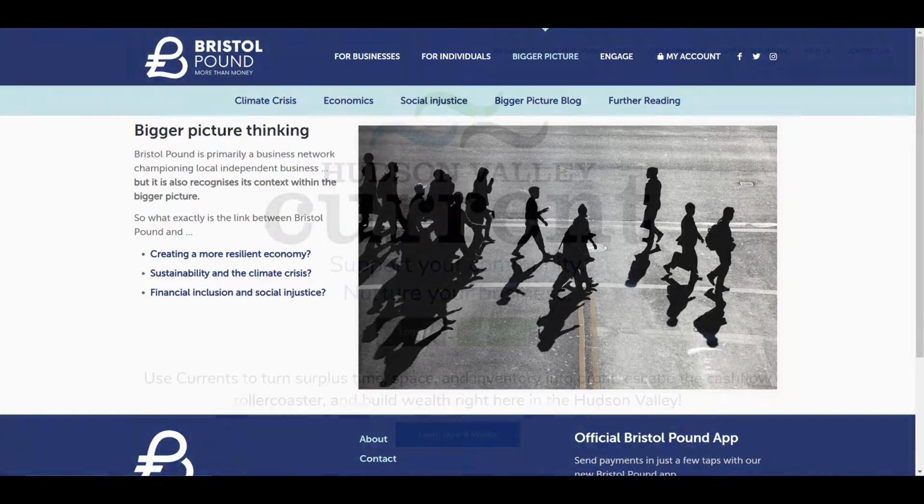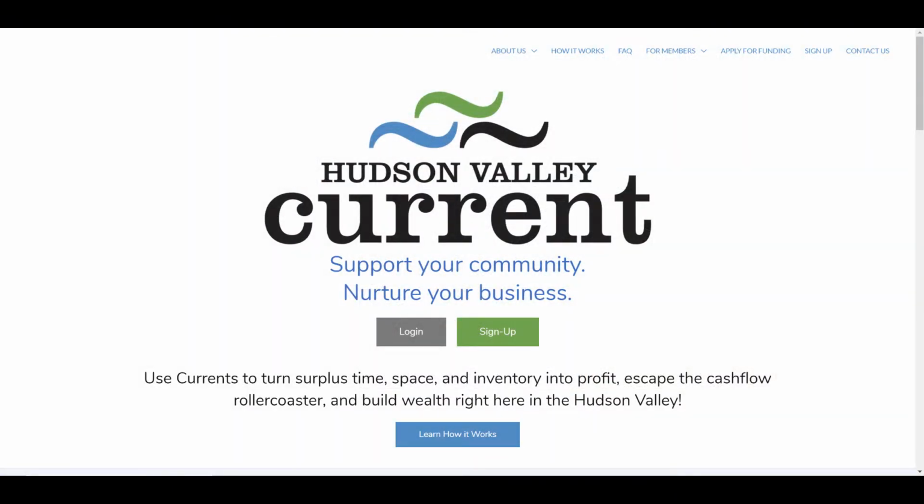So the second one is the Hudson Valley Current. Now, the Hudson Valley Current is being used in Kingston, New York. It is a currency that has some additional benefits over something like the Bristol Pound. It is based more around being able to trade additional things like your time, unused items or products, and appointments as a few examples. So this is more in line with what an alternative currency should offer, in that it offers more benefits than simply a monetary transaction.